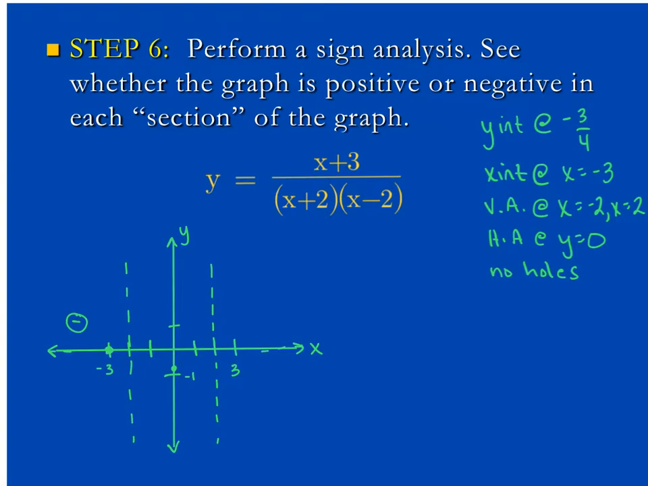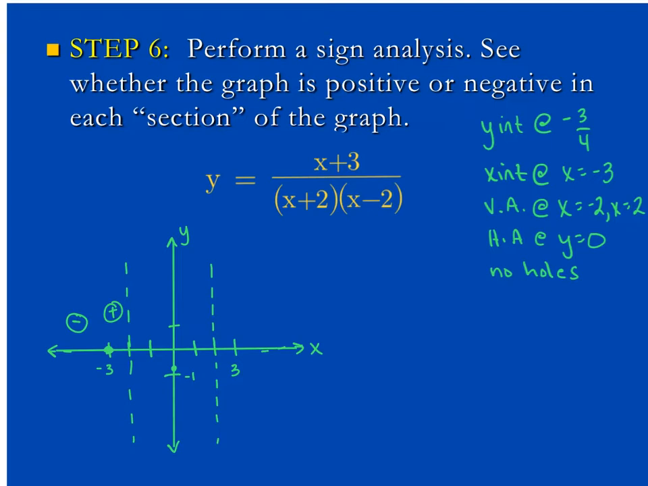Since I have a 0 here, most likely it's going to cross, and in this next section between -3 and -2, it's going to be positive, but let's double check that. If I let x equal -2.5, when I substitute that into the numerator, I get a positive number, 0.5. -2.5 here gives me a negative, and -2.5 here gives me a negative. Negative times a negative is a positive. So I end up with a positive over a positive, which is, of course, a positive. So it is true that between -3 and -2, the graph will be positive.